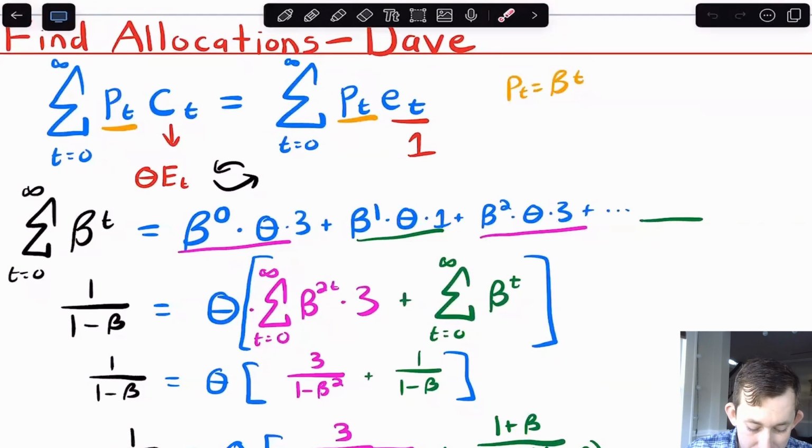So I'm just going to flip this. Notice that CT is now theta ET because it's a constant share of the endowment. And so ET is flipping between 3 and 1. So I'm just going to write out this sum a little bit and collect it into 2 summations. So the part in pink is going to be beta to the 2t times 3. The part in green is just beta to the t, and then I pulled out the theta. This is beta to the t times 1 because we said pt is beta to the t and little et is 1. So that's 1 over 1 minus beta.